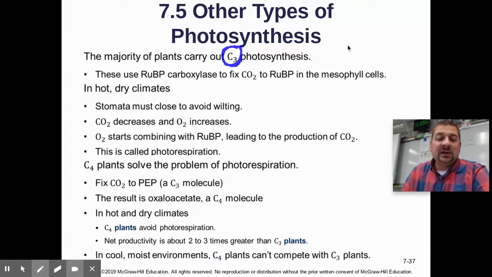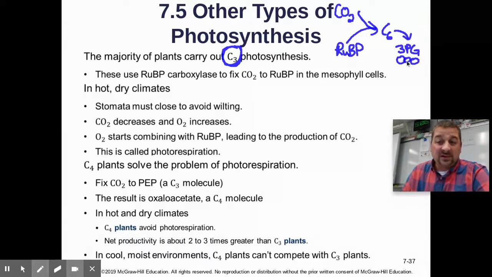In other words, in the Calvin cycle, when you had RuBP, and we joined in CO2, that made a 6-carbon substance that immediately broke down into 3PG, which was 3 carbons. So this is the first recognizable thing that we see in the Calvin cycle. So we call it C3 photosynthesis.